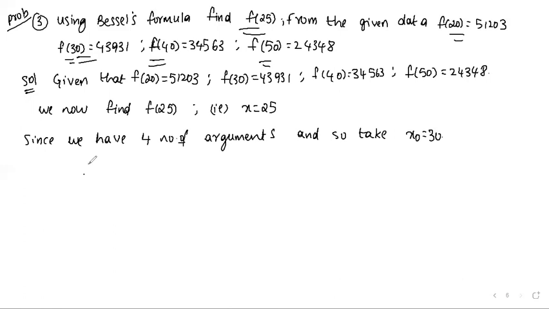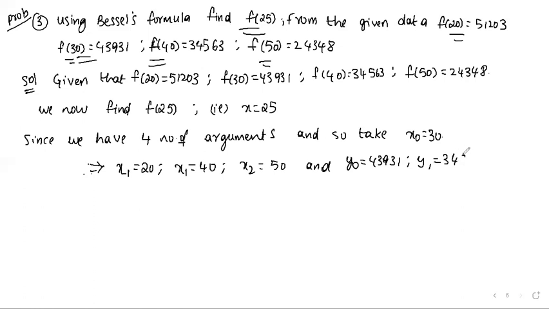If x naught is equal to 30, that implies the one before it on the left-hand side is 20. So x minus 1 is equal to 20, x1 is equal to 40, x2 is equal to 50, and y0 is equal to 43931, y1 is equal to 34563, y2 is equal to 24348, and y minus 1 is equal to 51203. The interval of differencing is 10, since each step is 10.